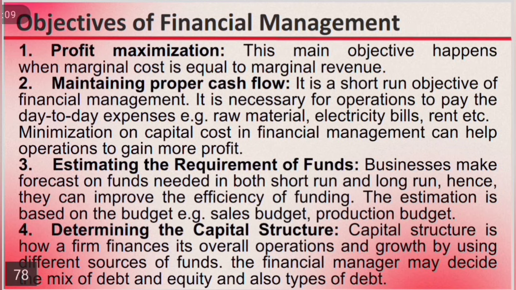Number 3, estimating the requirement of funds. Businesses make forecasts of funds needed in both the short run and long run. Hence, they can improve the efficiency of funding. The estimation is based on the budget, for example, the sales budget and production budget, etc. Number 4, determining the capital structure. Capital structure is how a firm finances its overall operation and growth by using different sources of funds. The financial manager may decide the mix of debt and equity and also types of debt.